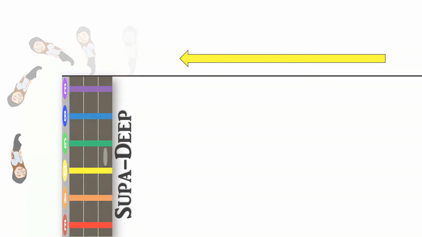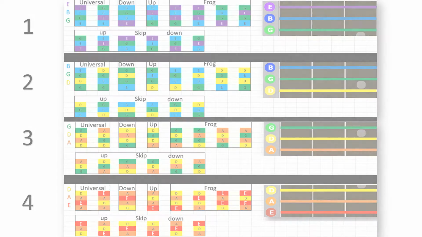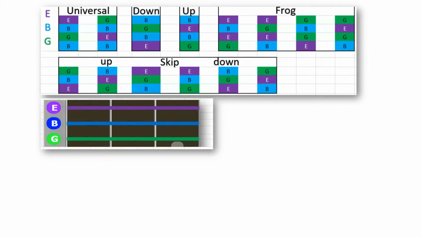I first separated the 6 strings into 4 smaller 3-string groups. Let's look at the first of these groups, EBG, from the top strings. I then split this first group into all possible non-repeating 4 and 3 note patterns. As I practice each of these patterns, I also verbalize the note names to solidify this knowledge even further.